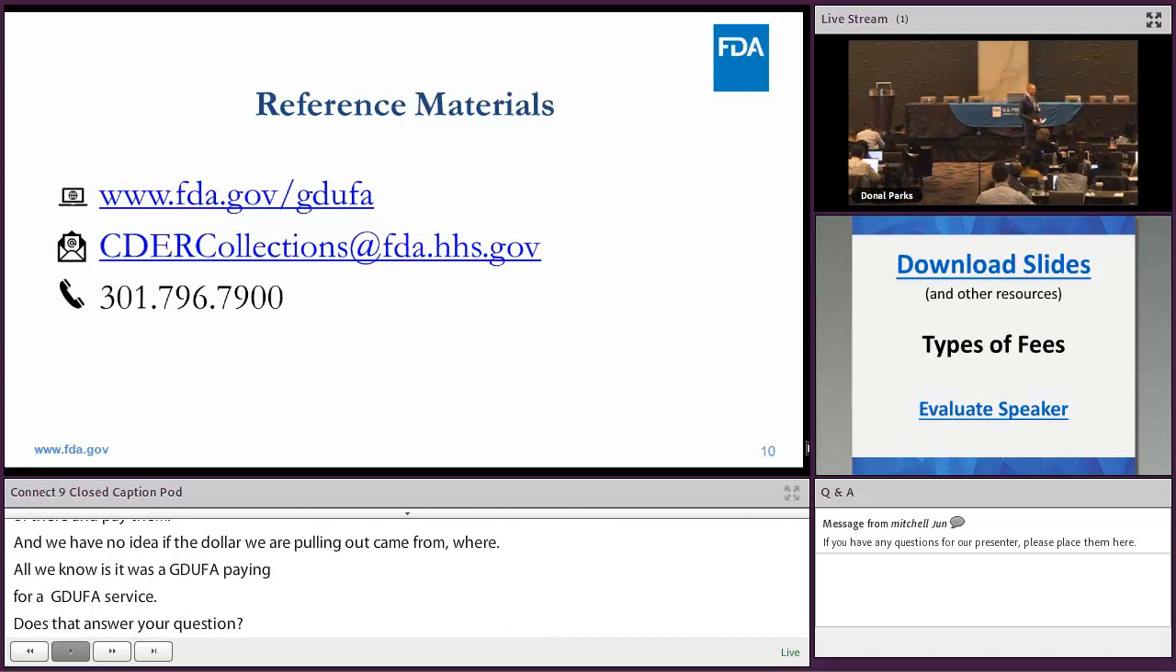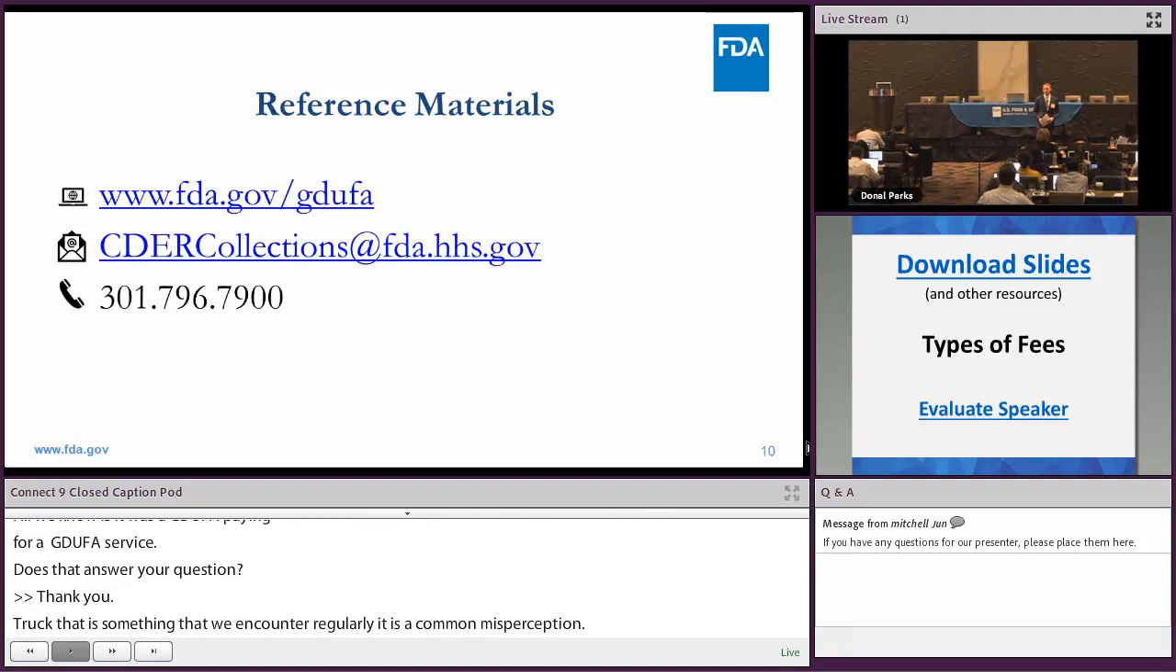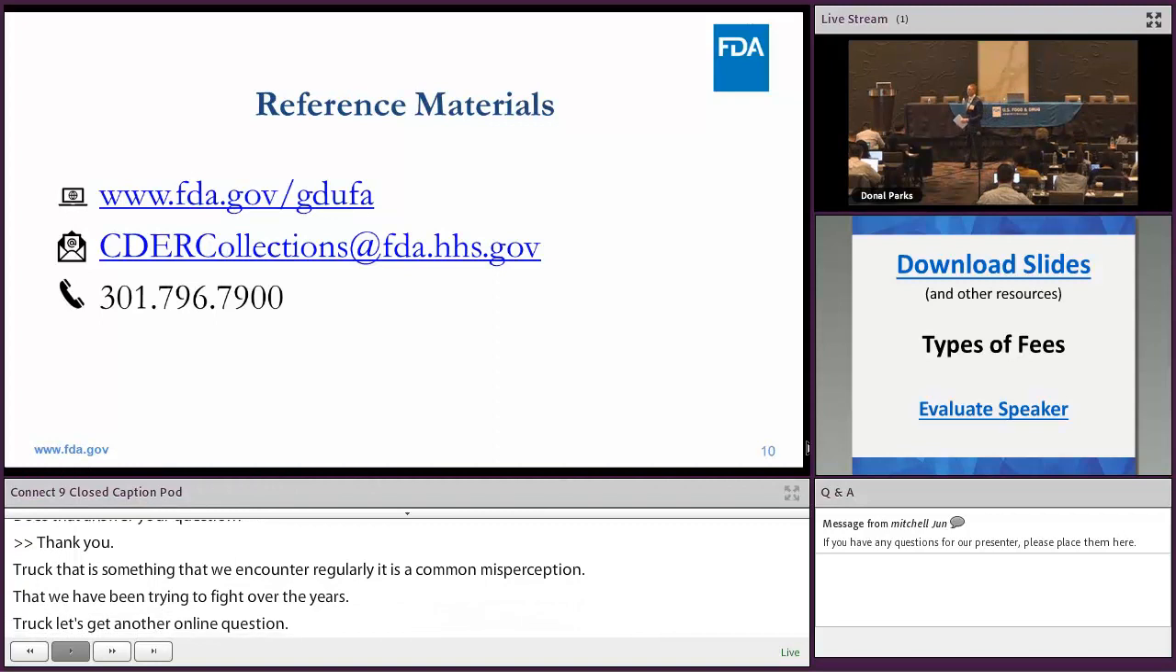All right, let's get another online question, please. When does an API facility have to actually pay the facility fee? Tuesday. No, I'm just kidding.